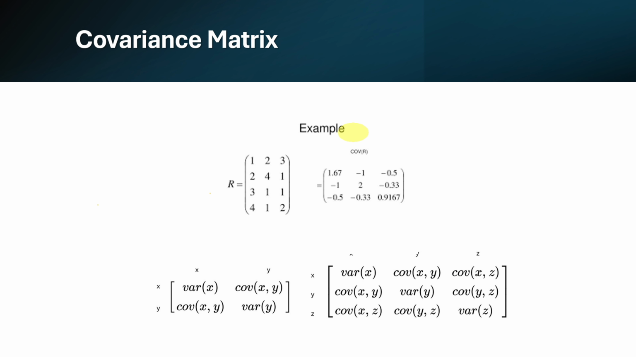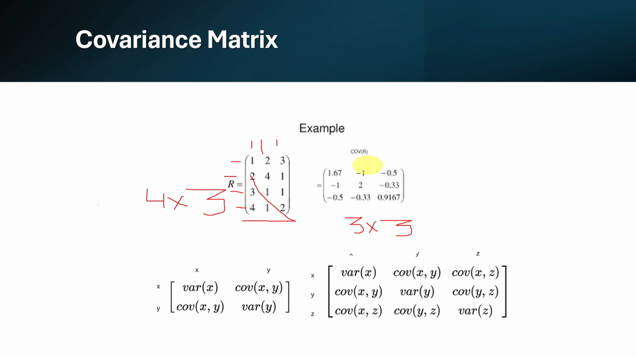Now let's discuss an example. This is the matrix you got. This is a 4 by 3 matrix: you have 4 rows, 1, 2, 3, 4, and you have 3 columns. So this is 4 by 3. But your covariance matrix will always be a square matrix. So you can see this one is 3 by 3.